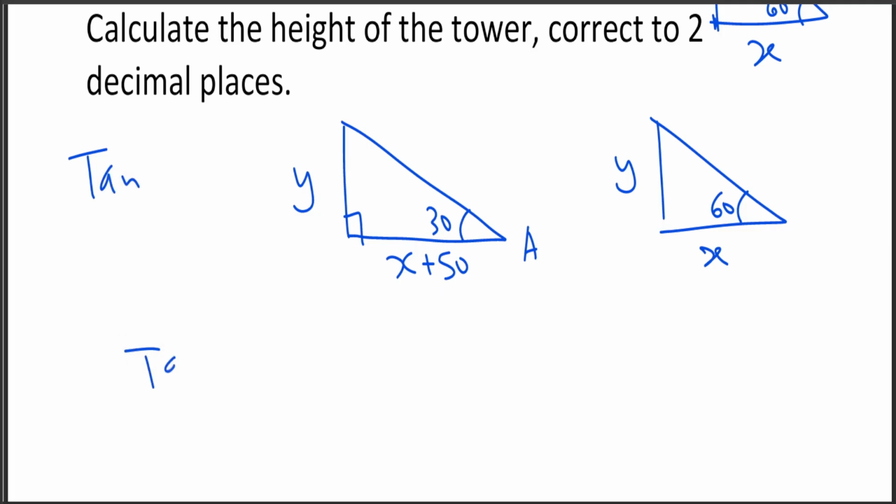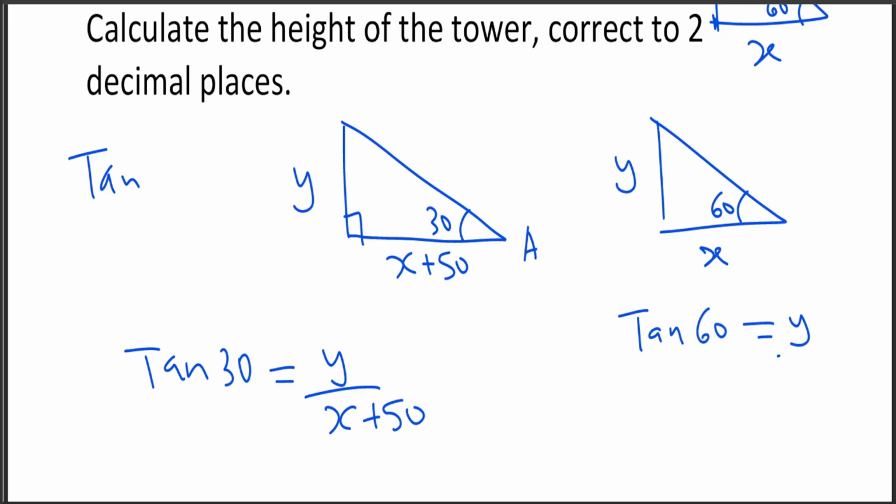So tan theta, which is tan 30, is equal to opposite, which is y, over adjacent. Hii ni opposite, hii ni adjacent, y over x plus 50. Na hiyo nyingine pia is the same. Opposite over adjacent, tan 60 is equal to y over x.